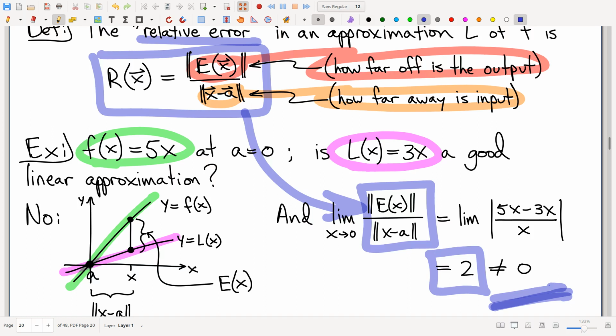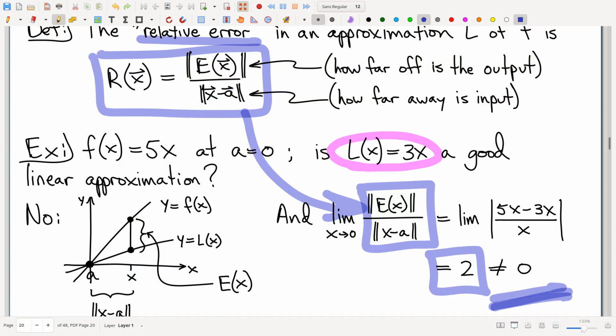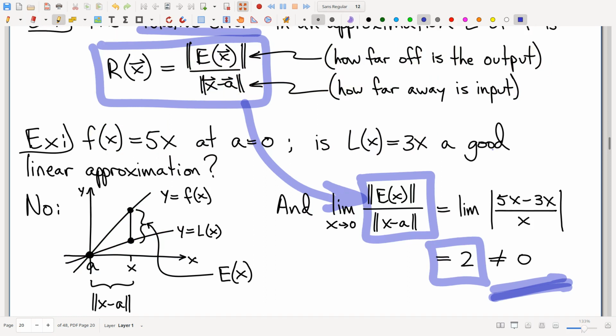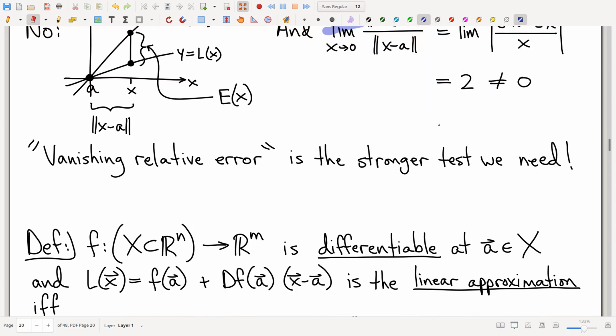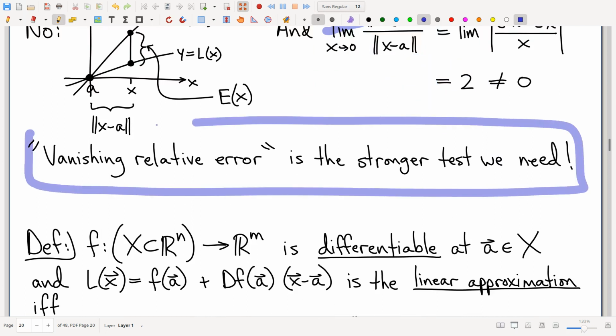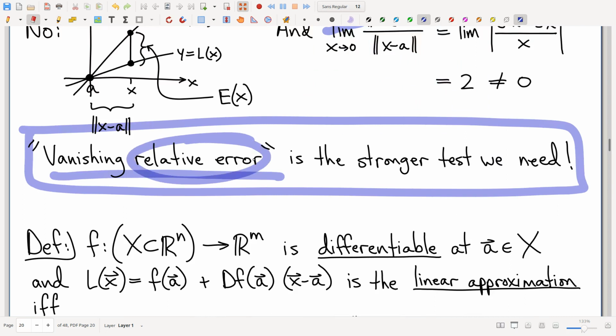This idea of relative error is what distinguishes a bad attempt from the correct attempt. And so here is the pithy summarizing statement: vanishing relative error. I need my relative error to approach 0. Okay, now how do we write that down mathematically?